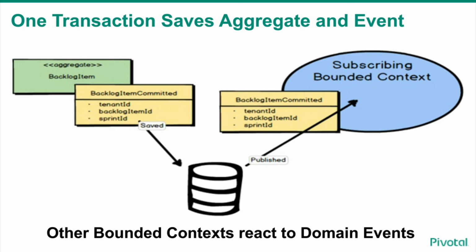So one transaction saves the aggregate state and its event to a persistent store, and then the event is published such that it will have an impact on one or more bounded contexts. It may be our own bounded context or a remote bounded context.